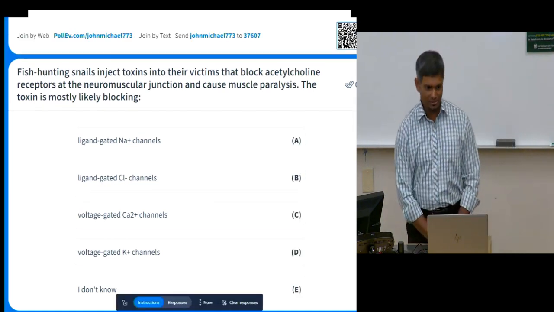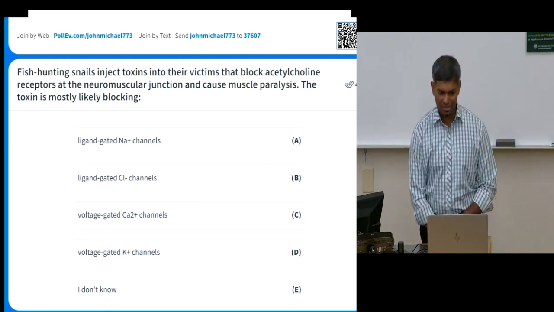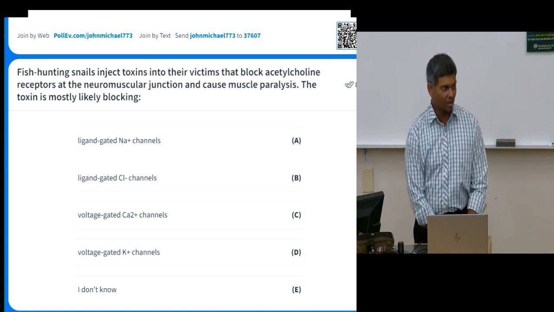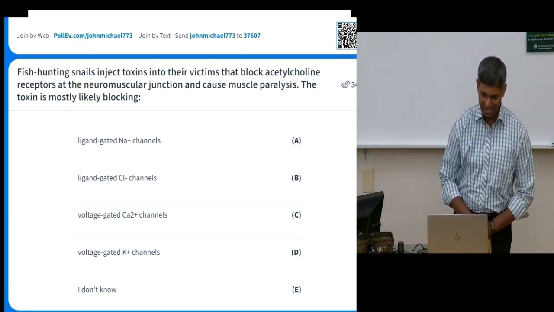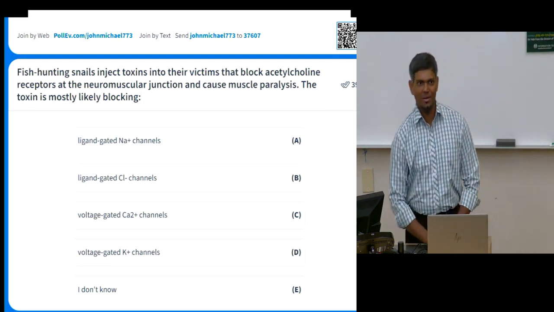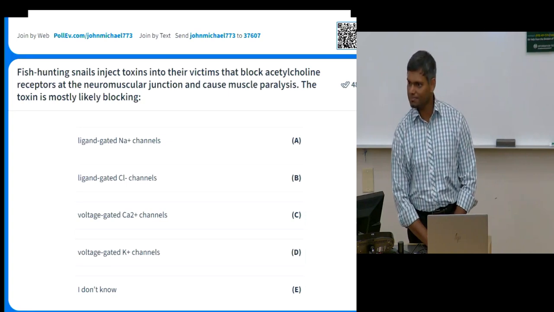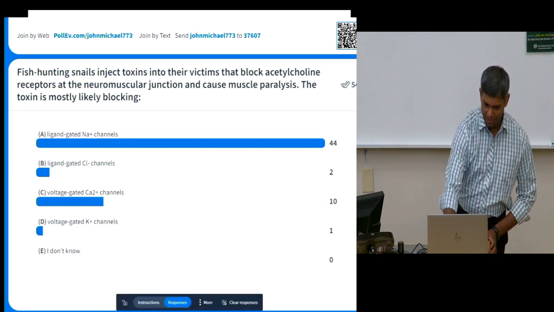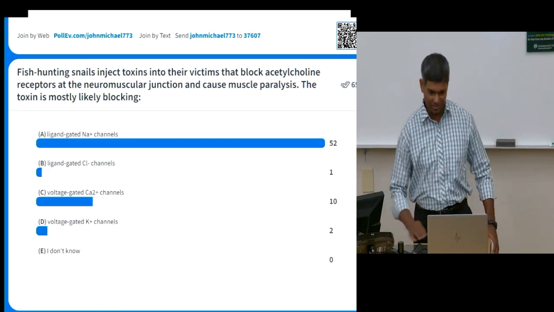Okay, here's a similar question. Fish hunting snails inject toxins into their victims that block acetylcholine receptors at the neuromuscular junction, and that can cause paralysis. So the toxin is most likely blocking which type of channel? Is it ligand-gated sodium channels, ligand-gated chloride channels, voltage-gated calcium channels, or voltage-gated potassium channels? What channel would be blocked at the neuromuscular junction? Okay, most of you said ligand-gated sodium channels. I'm very happy. That is the right answer. Same principle as the previous question.